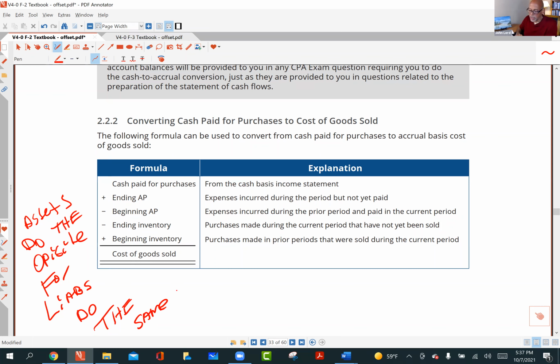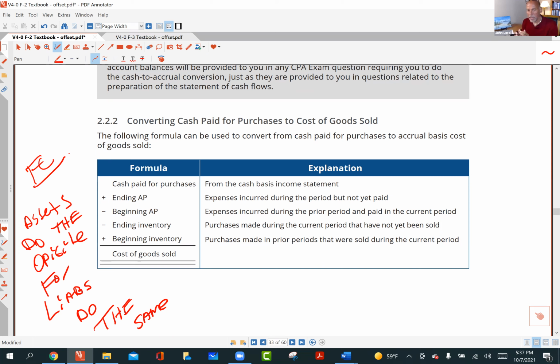Okay, all right, guys. There was a time where I went through and gave a bunch of examples with journal entries on this. I really think the way to attack this for the CPA exam is to use these flashcards and these rules to do all of these conversion of cash to accrual questions. Make them follow those rules, guys.